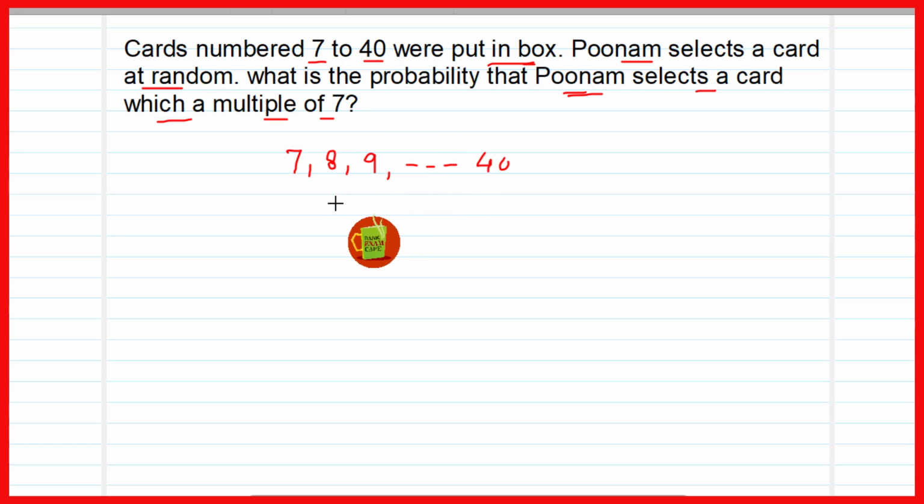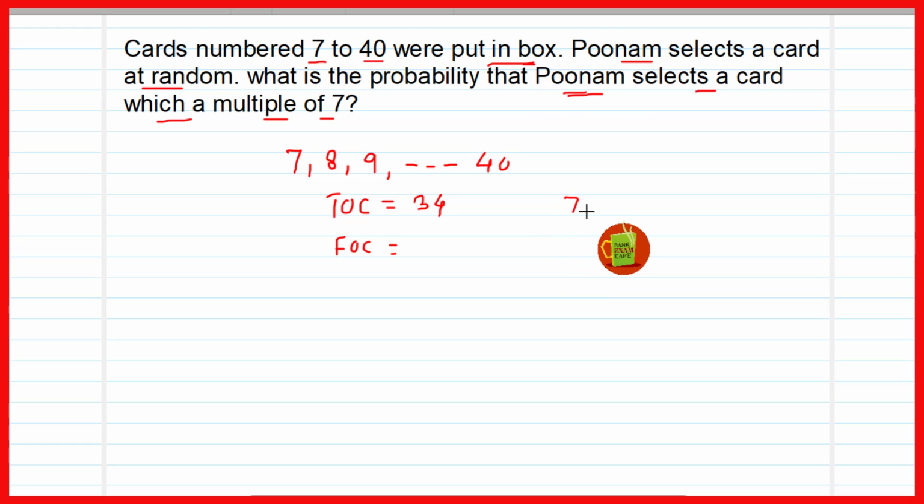Friends, here the total number of outcomes will be 7 to 40, means 40 minus 6 we will do, and so the total number of cards will be 34. So there are total 34 cards, and out of these 34 cards, one card she picks up or selects, and we have to find the probability that it will be a multiple of 7.